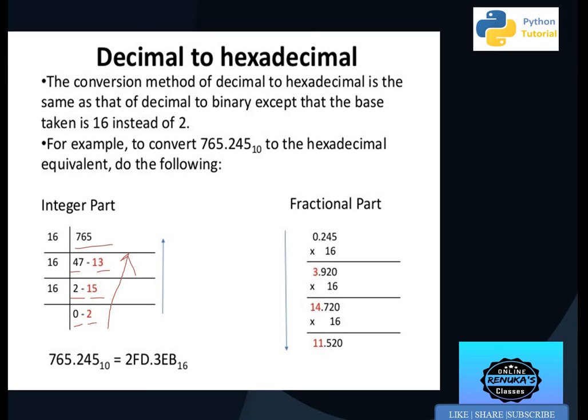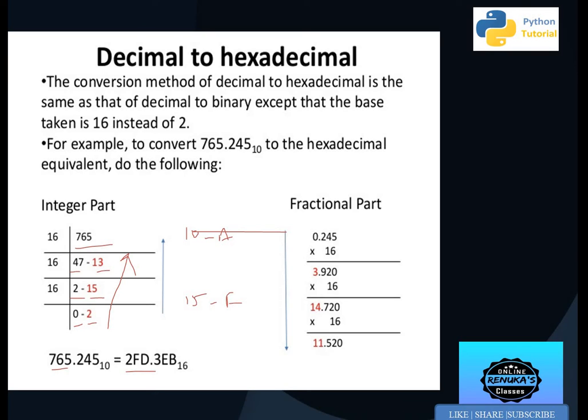But for hexadecimal, as we discussed earlier, 15 here is F and 13 here is D, because 10 in hexadecimal represents A, 11 represents B, 12 represents C, 13 represents D, 14 represents E, and 15 represents F. So this is how the integer part can be converted.